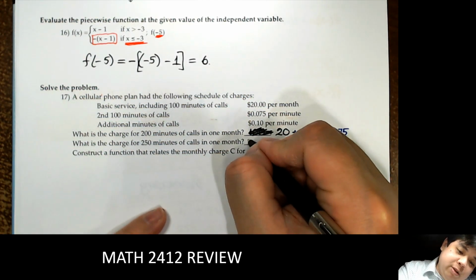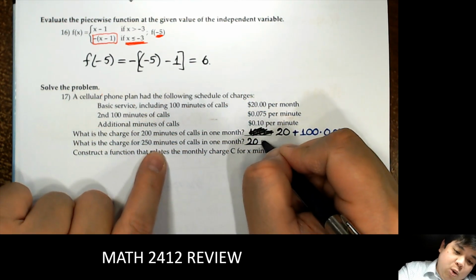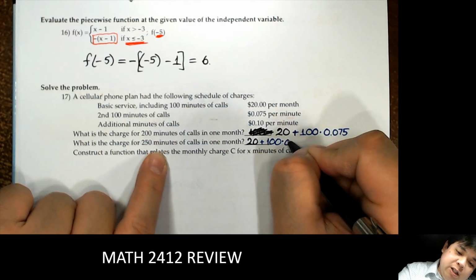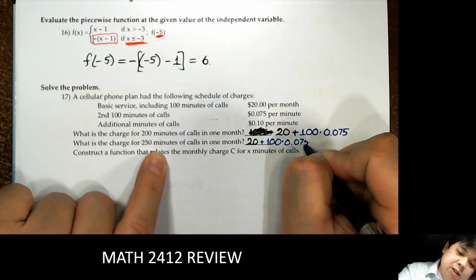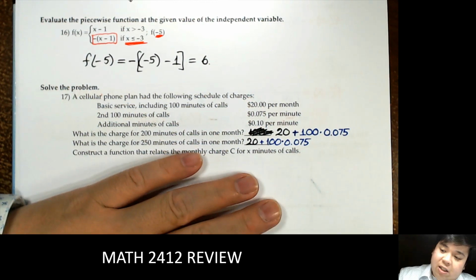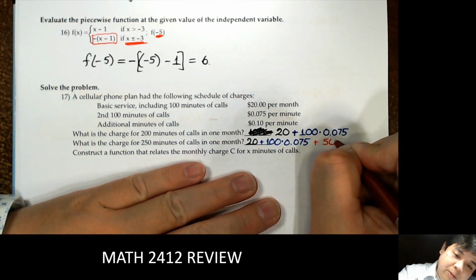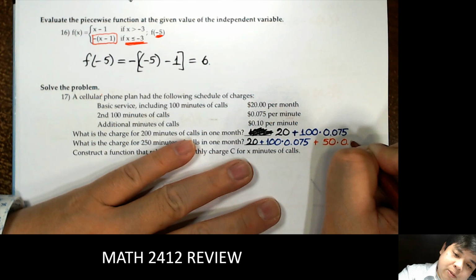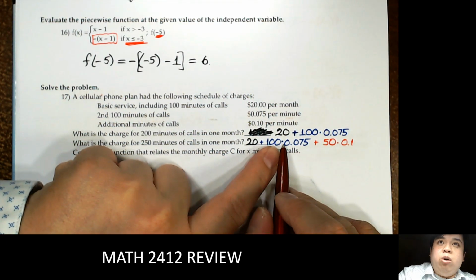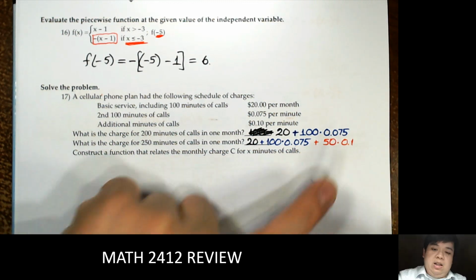Next, if it is 250, we start from 20, and then the next 100 minutes, we have to go at this rate. And then there will be 50 minutes after that, at a different rate. So first 100 minutes, $20, the next 100 minutes at that rate, the last 50 minutes at that rate.